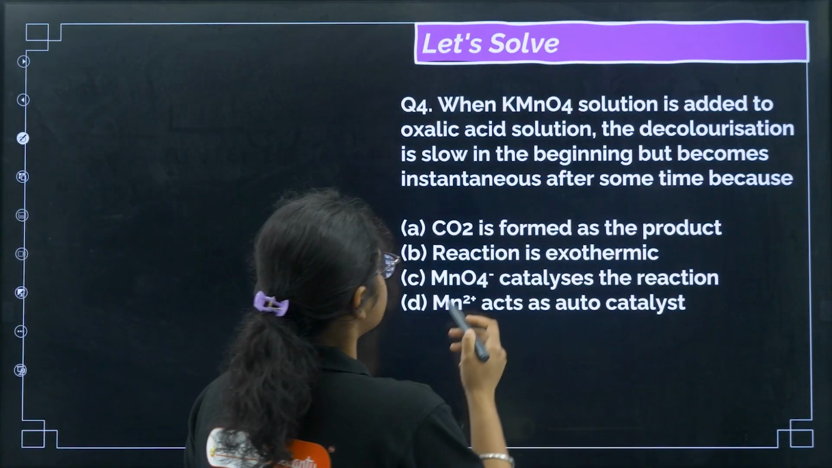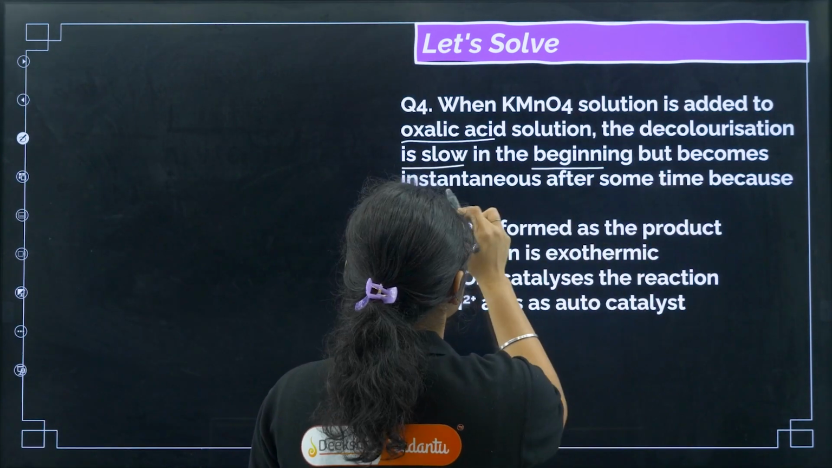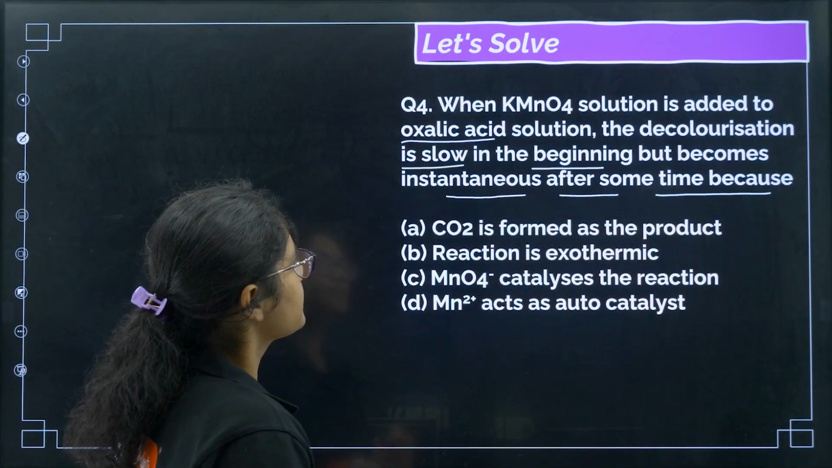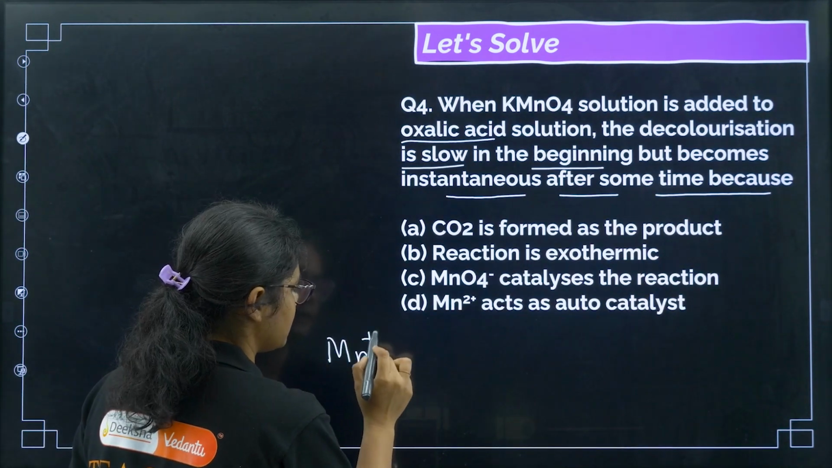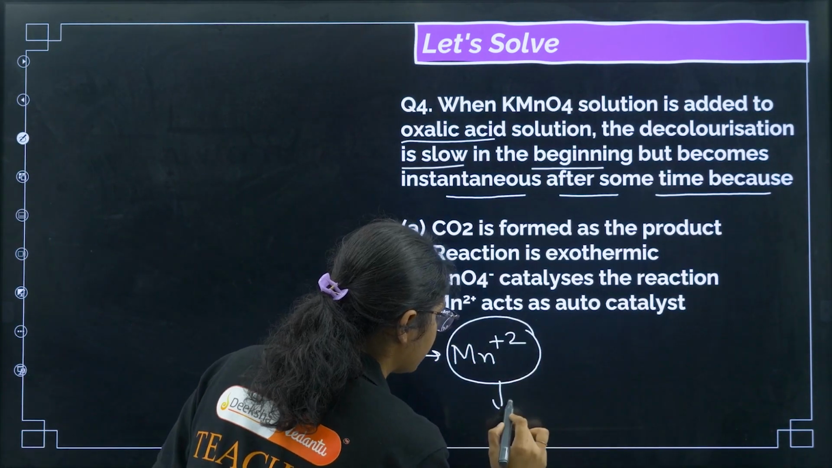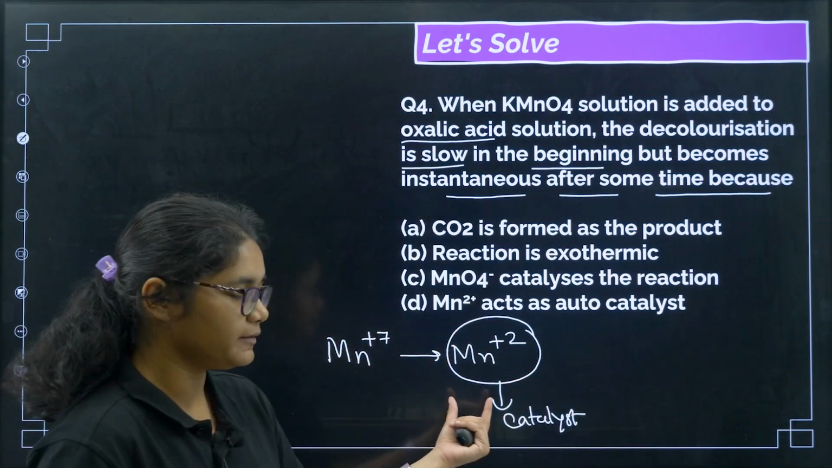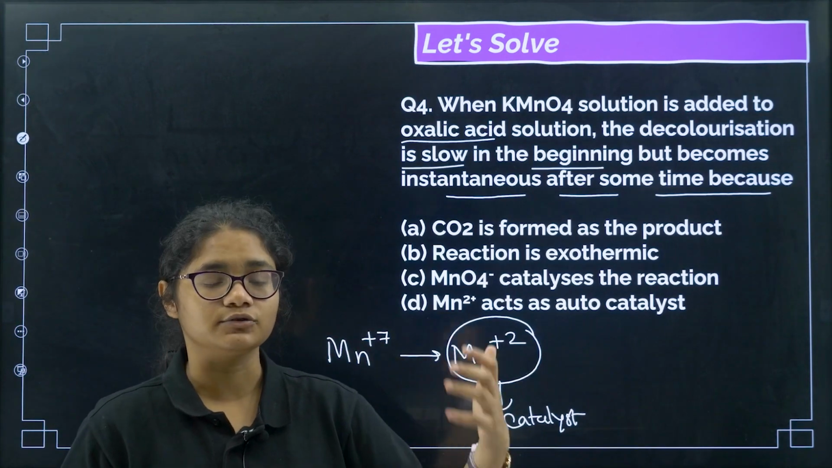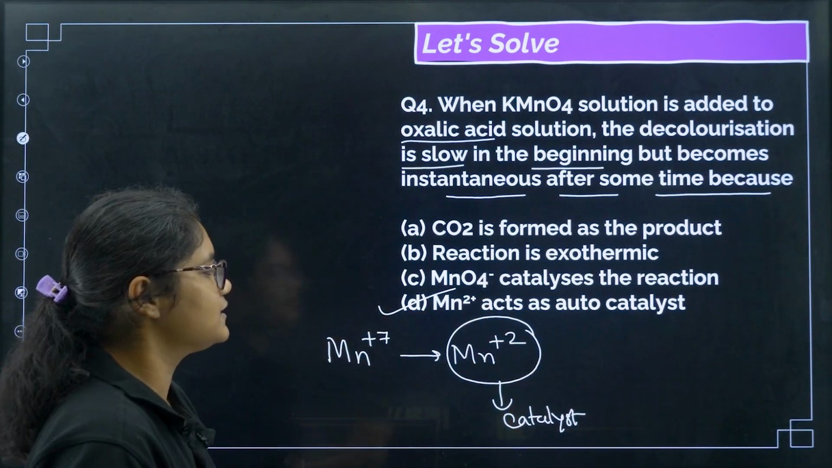When KMnO4 solution is added to oxalic acid, the decolorization is slow in the beginning but becomes instantaneous after some time because... Now see here, in acidic medium Mn+7 will get converted to Mn+2, right? Now this Mn2+ can behave as a catalyst. So after a certain time it will behave as a catalyst and the reaction will speed up. If the reaction gets faster, the color change also will be more intense. The correct answer for this question is Mn2+ acts as an autocatalyst.